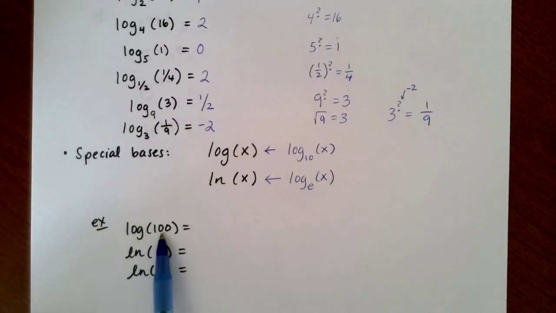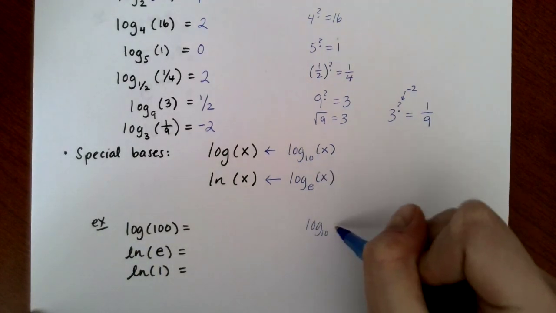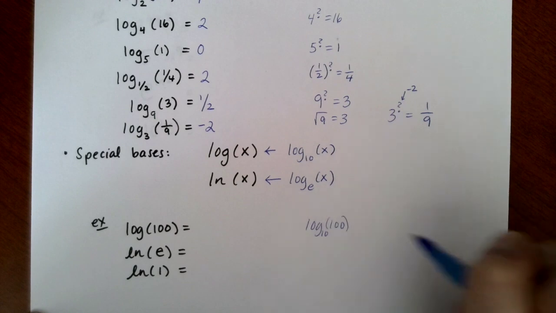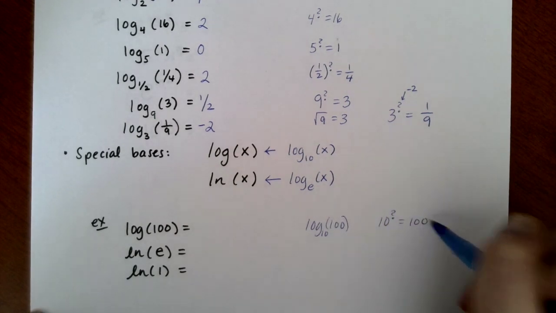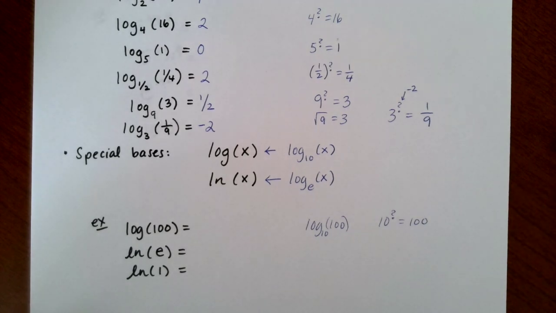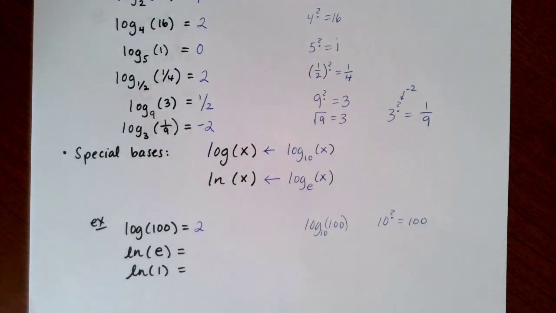The first one is log of 100. All right, so without a number written here, we're going to assume that the base of this logarithm is 10. So really we're looking at log base 10 of 100. So we're saying, okay, 10 to what power gives me 100? 10 squared gives me 100, so this will be 2.